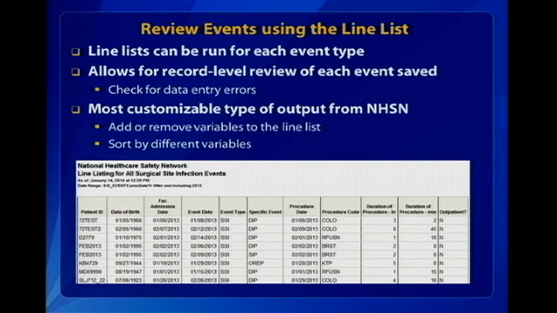This is the most customizable type of output in NHSN. You can add or remove different variables in the line list, and you can sort by a number of variables we have available. And on our quick reference guide webpage, we do have a one-page document explaining how to modify the line list.